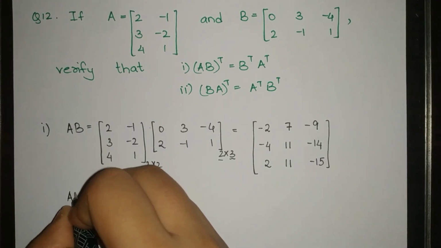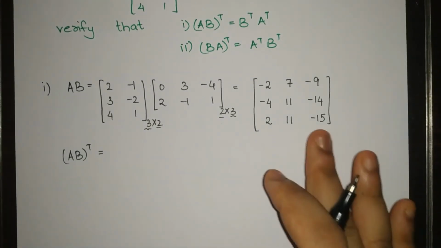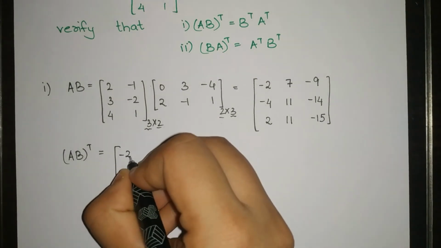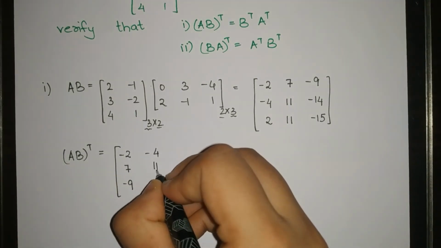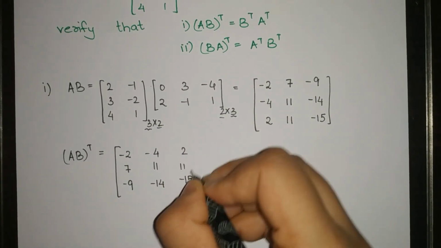Let us also find AB transpose. So that is equal to, इसका हम लोग को लेना पड़ेगा ट्रांसपोज. पहले जो रो है वो कॉलम बन जाता है. So this is -2, 7, -9, then -4, 11 and -14, 2, 11 and -15.